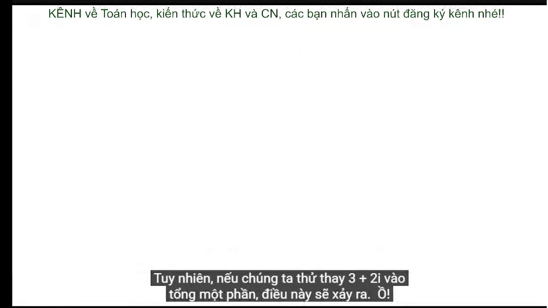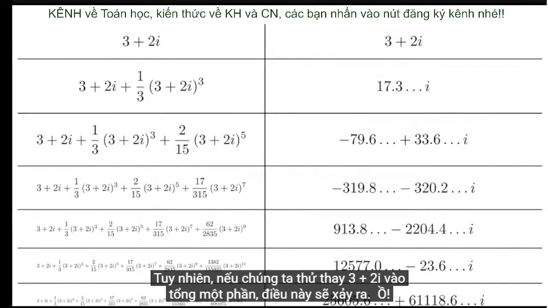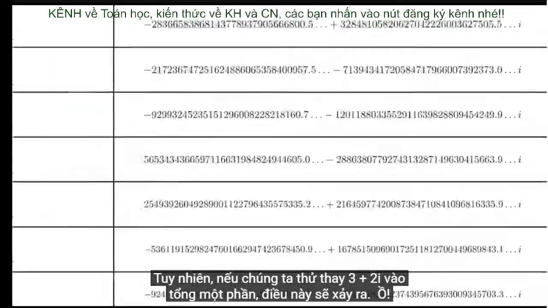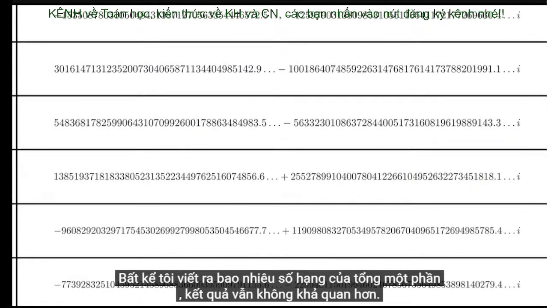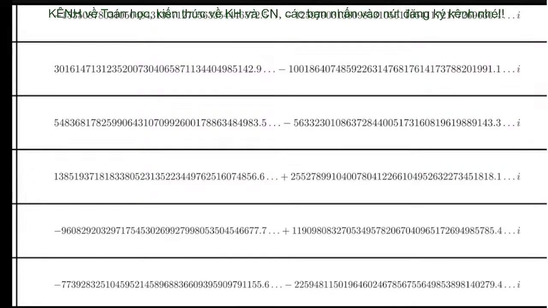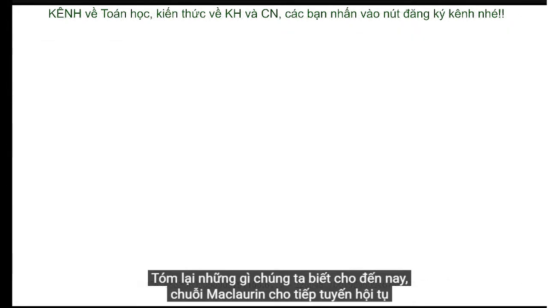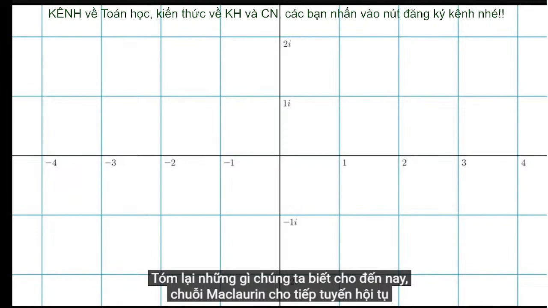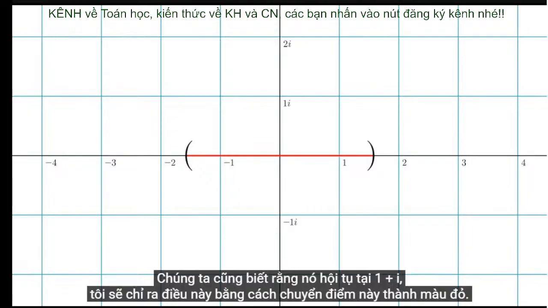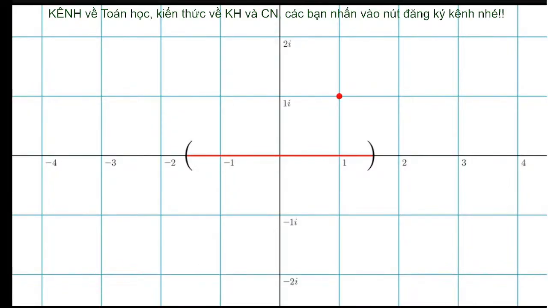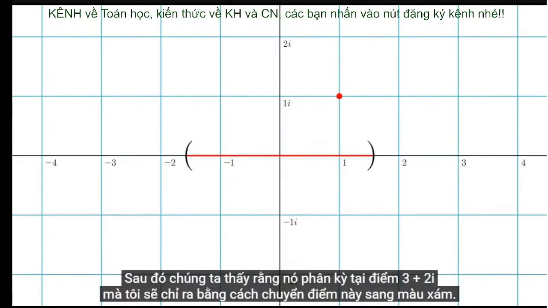If, though, we try to plug in 3 plus 2i to the partial sums, this happens. Whoops. No matter how many terms of the partial sum I write down, it's just not getting any better. Summarizing what we know so far, the Maclaurin series for tangent converges in the complex plane on this red line. We also know that it converges at 1 plus i, which I'll indicate by turning this point red. Then, we saw that it diverges at the point 3 plus 2i, which I'll indicate by turning this point gray.